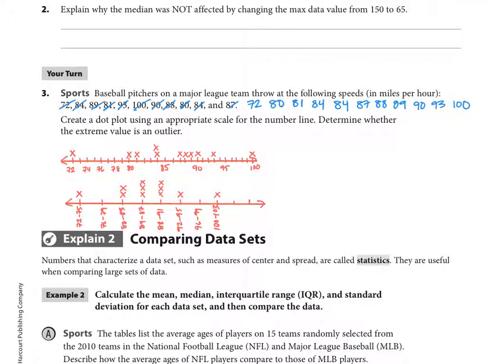So I want to know, is 72 an outlier? I'm just actually going to write it up here first. Outliers? So we'll test them: 72 and 100. I want to know if they are. So 72 is our smallest number, and I want to know, is it less than Q1 minus 1.5 times the IQR?